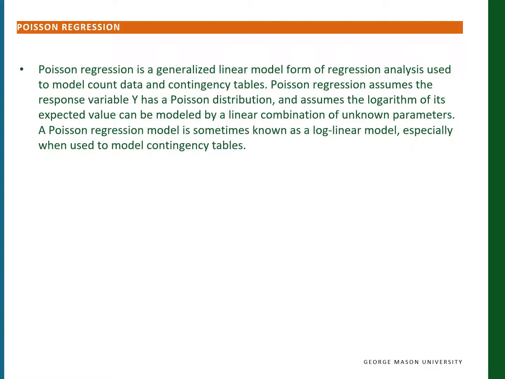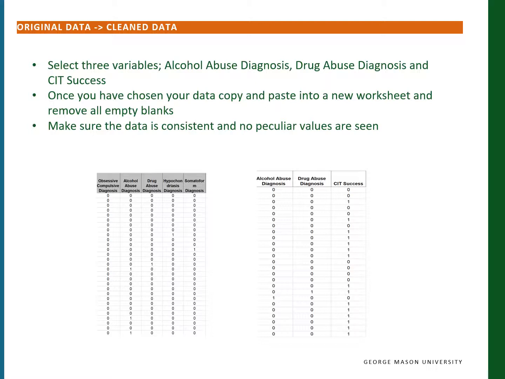Here is a description of Poisson regression. Go ahead and choose 3 variables. As stated before, the ones we chose are alcohol abuse diagnosis, drug abuse diagnosis, and CIT success. In the left screenshot, you can see the original data set, and in the right, you can see the edited variables we chose. Make sure to copy and paste into a new worksheet and remove all empty blanks.